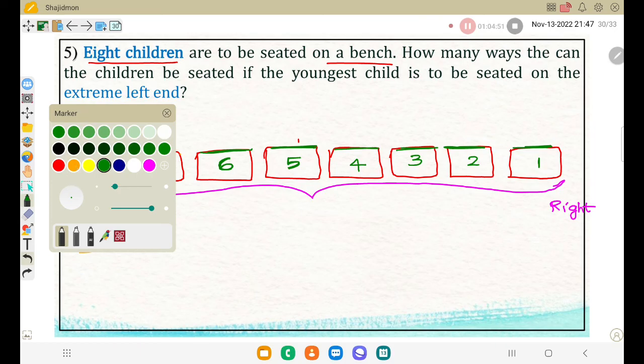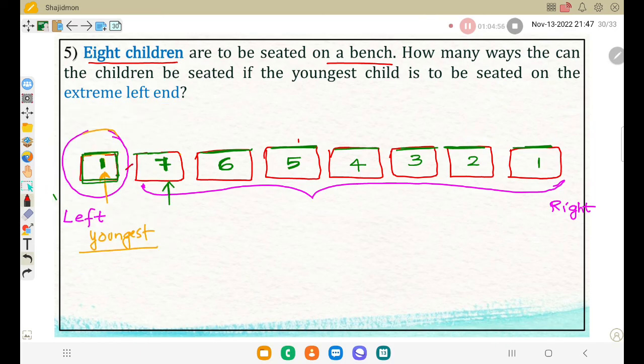So totally how many ways can we do that? Use the multiplication rule, correct? So 1 multiply 7 multiply 6 multiply 5 multiply 4 multiply 3 multiply 2 multiply 1. Totally how much are you getting? 5040 ways we can sit. How many ways can they be seated? 5040 ways these 8 children can be seated on a bench.